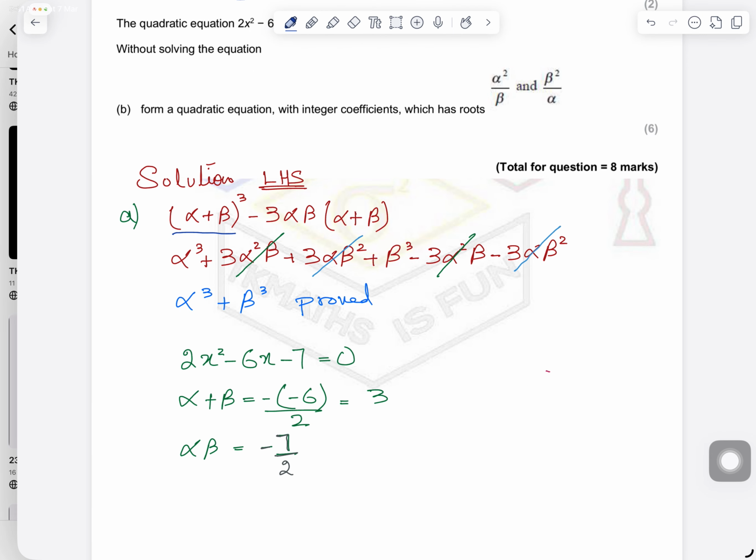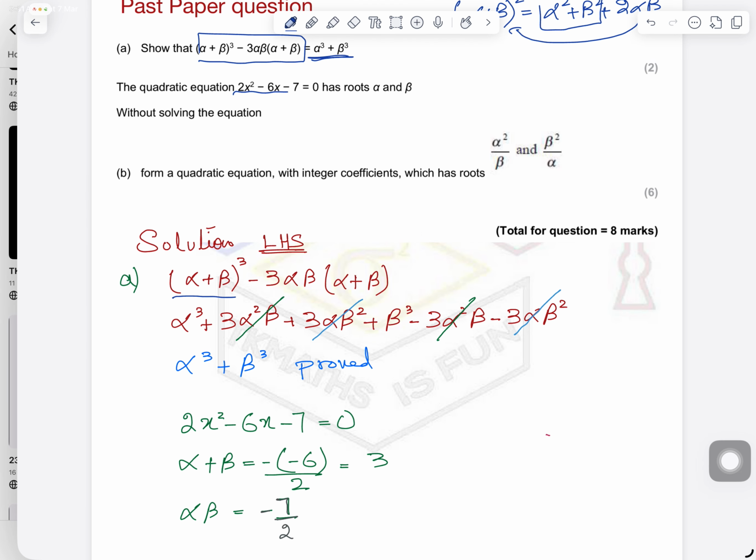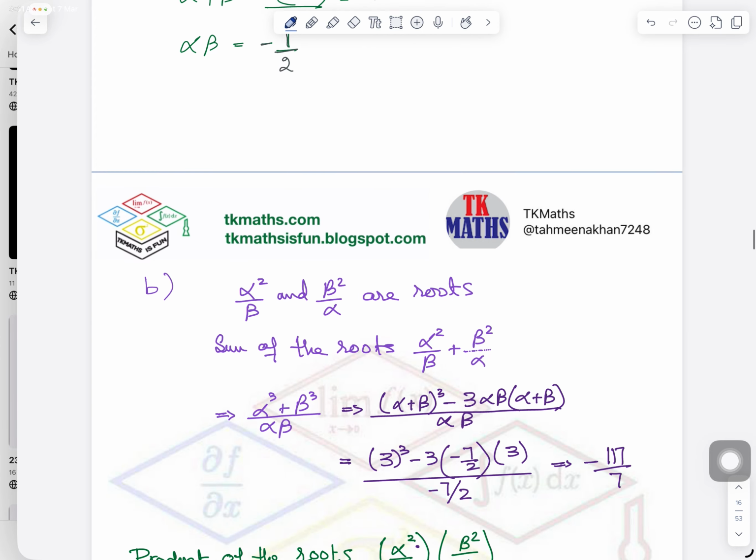It will be used. So now the given equation is here, alpha beta roots. So you have found the sum and the product. And now you will do exactly the same thing that we have done before with the sum and product of the roots, to find the equation. So you can see here.